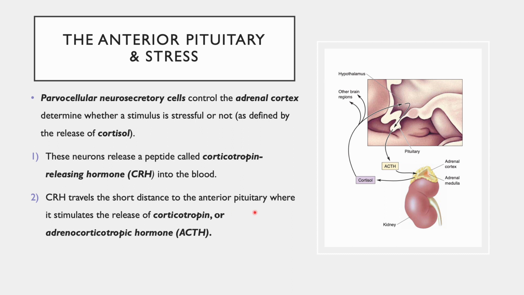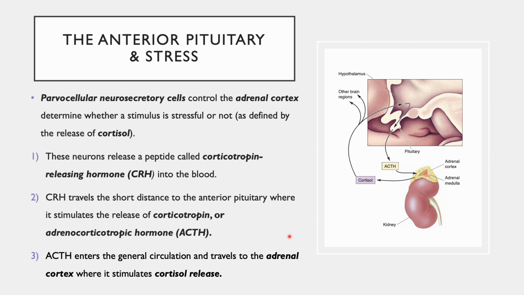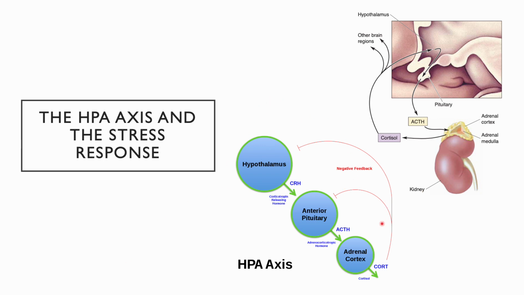CRH is going to travel a short distance because it's just going to go right down here to the anterior pituitary. And the anterior pituitary is going to stimulate the release of a hormone known as adrenocorticotropin hormone, or ACTH, as shown here. When ACTH is dumped into the bloodstream from the anterior pituitary, it's going to reach the kidney. It is going to travel to the adrenal cortex of the kidney specifically, and ACTH is going to induce the release of the steroid cortisol. This is what's known as the HPA axis, which stands for hypothalamic anterior pituitary adrenal medulla axis.